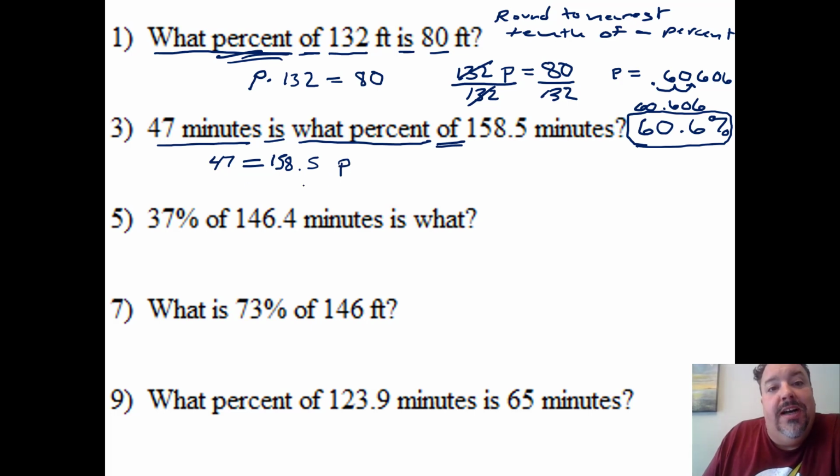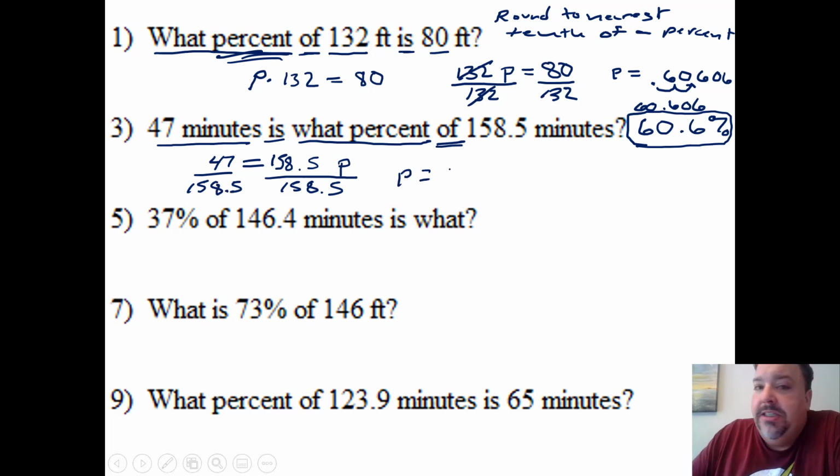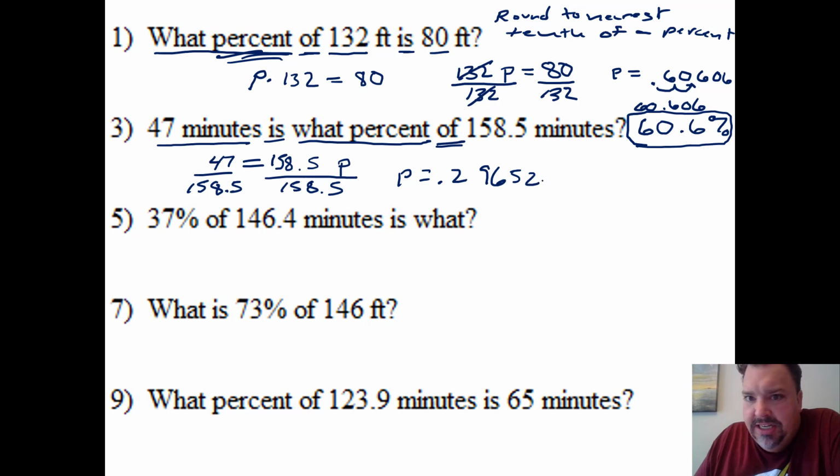Now this one's similar to the one above, except now the P is on the right side, but we want to get the P by itself, so again we're going to divide by the coefficient, just divide by the number that is in front of the variable, 158.5, over here 158.5, and put it into the calculator. So what do we get for this one? We have 47 divided by 158.5, and we get a decimal again, which is 0.2965299. Okay, it's got some nines there.